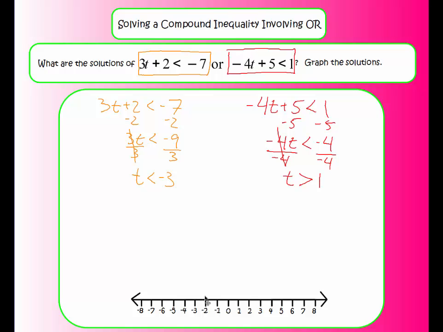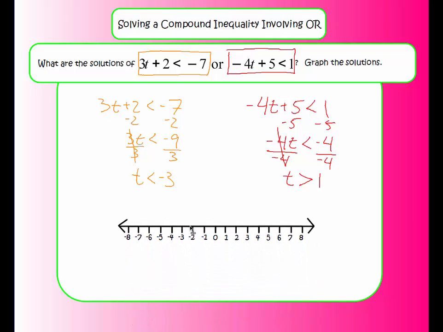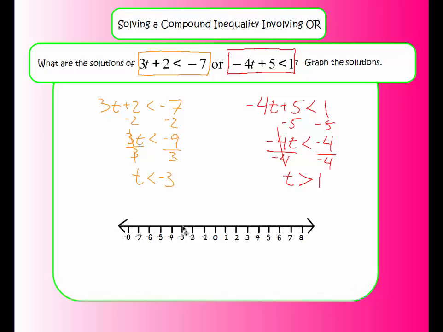So let's go ahead and graph this. I want an open dot at negative 3 in orange here. Open dot at negative 3. And I want to see, is 0 less than negative 3? No, it's not. So I'm going to end up shading to the left. I want to shade away from 0.